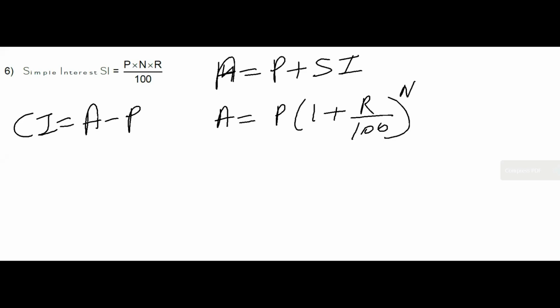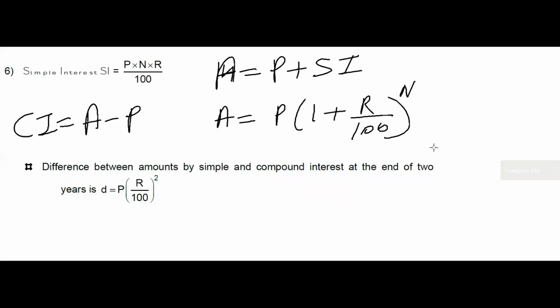Okay, so the other formula which we have is this. It says the difference between the amount by simple interest and compound interest at the end of 2 years is P into R by 100 the whole square. So this is that formula.